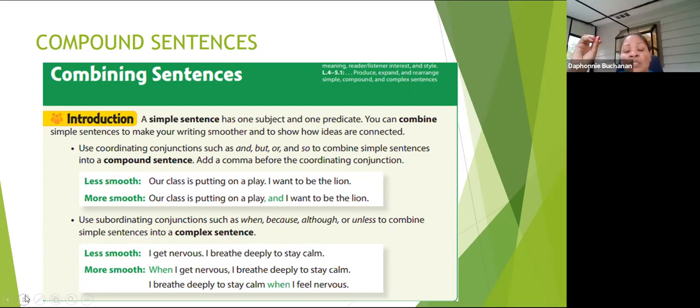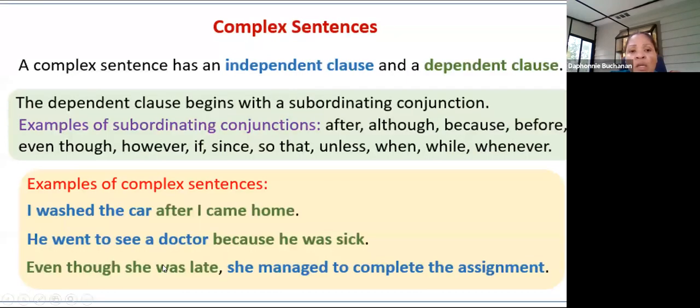Because the less smooth sentence says, our class is putting on a play. I want to be the lion. We come to a complete stop and then read the second sentence. But with a more smooth sentence, we just pause for like a second and keep going. We say, and I want to be the lion. So that is what they mean when they say making the compound sentences and adding "and." And sometimes they want us to just put a comma or add the subordinating conjunctions to make the sentence even smoother.